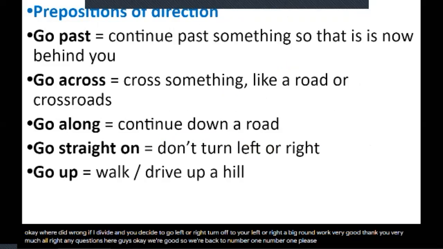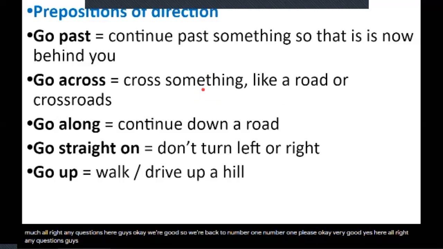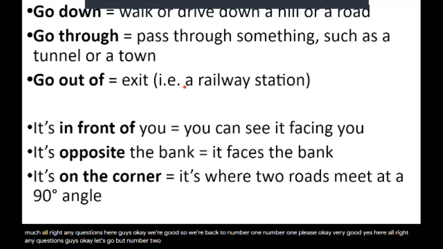Prepositions of direction. Go past: continue past something so that it is now behind you. Go across: cross something like a road or crossroad. Go along: continue down a road. Go straight on: don't turn left or right. Go up: walk or drive up a hill. Okay, hill. Yes, hill. All right, any questions, guys? No. Okay, let's go to board number two. Number two, please.